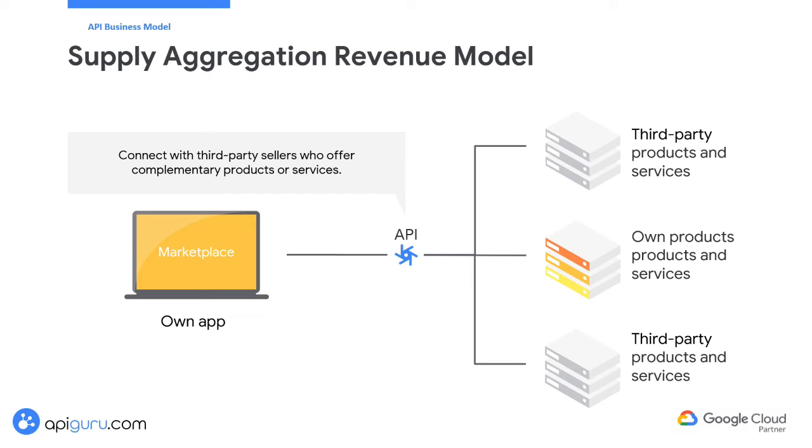By integrating APIs, businesses can efficiently connect with third-party sellers who offer complementary products or services. These APIs enable sellers to access the marketplace's infrastructure, allowing them to manage their listings, inventory, and orders without significant overhead. As a result, companies can vastly expand their product range, providing customers with more choices and catering to diverse needs. The supply aggregation revenue model typically operates on a commission-based structure, where the marketplace takes a percentage of each transaction facilitated through its platform.